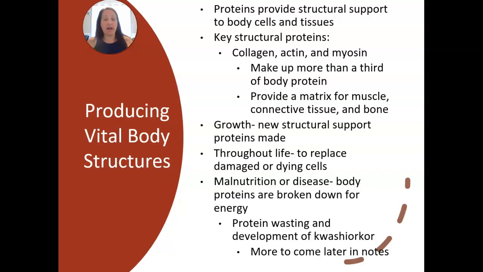Proteins, again, they produce vital body structures. Proteins provide structural support in body cells and tissues. There are key structural proteins found throughout our body. They include collagen, actin, and myosin. These three proteins make up more than a third of all of our body proteins, so there's a lot of them in our bodies. And these will provide a matrix for muscle, connective tissue, and bone. Okay, so again, they're found throughout our body.